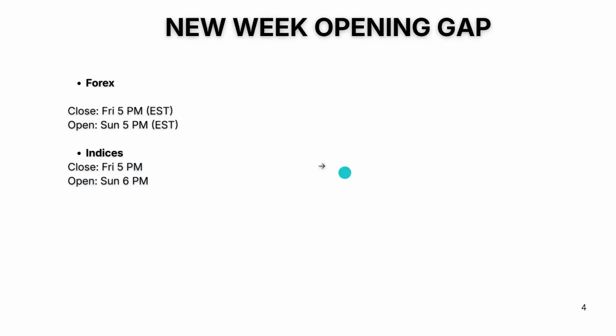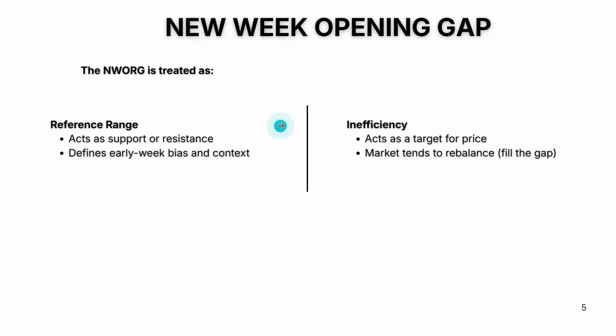on Sunday. All right, rather than going to the chart to identify the range high and range low of the new week opening gap and then the consequent encroachment, there's an indicator which I'm going to share at the end of this video so you can just put it on your TradingView and make things easy for you.